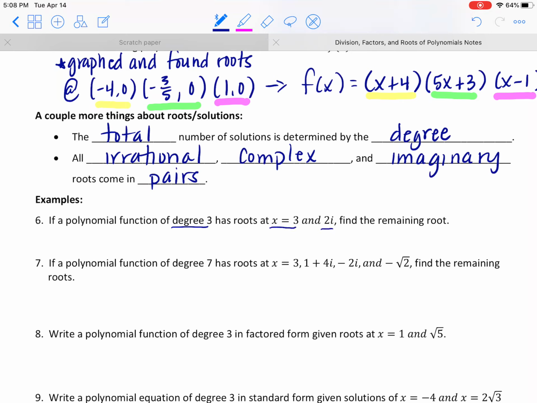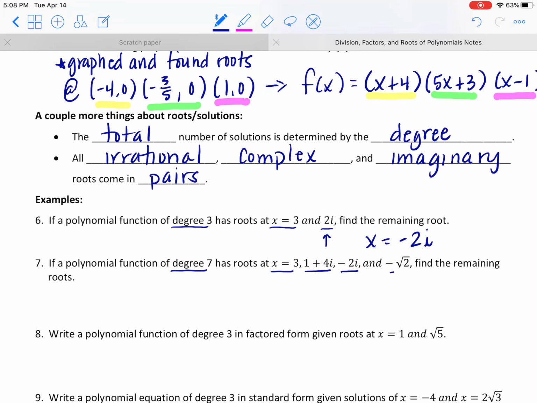Let's say you have a polynomial function of degree 3, and you know two of the roots are at 3 and at 2i. What does that last root have to be? There has to be 3 roots if it's degree 3. Well, the last root has to be the one that's paired up with this one, right? X equals negative 2i would have to be the third root, because imaginaries come in pairs, okay?